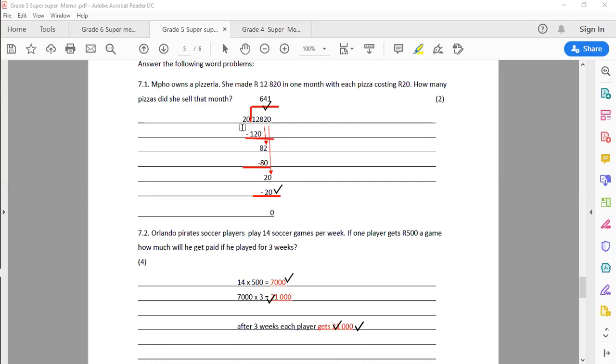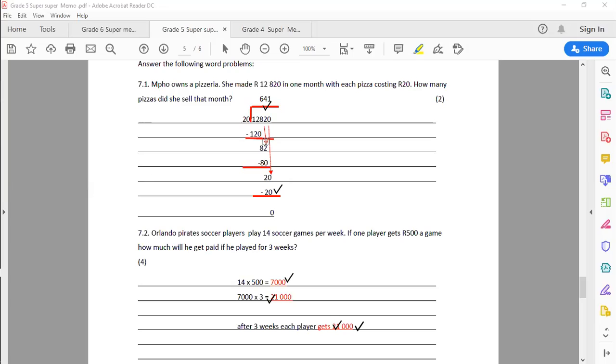We said 20 into 128, right? 6 times. 6 times 20 is what? 120. We subtract 120 from 128 and it gives us 8. We bring down the 2. 20 into 82 goes how many times? Because I asked myself, how many times does 20 go into 82?